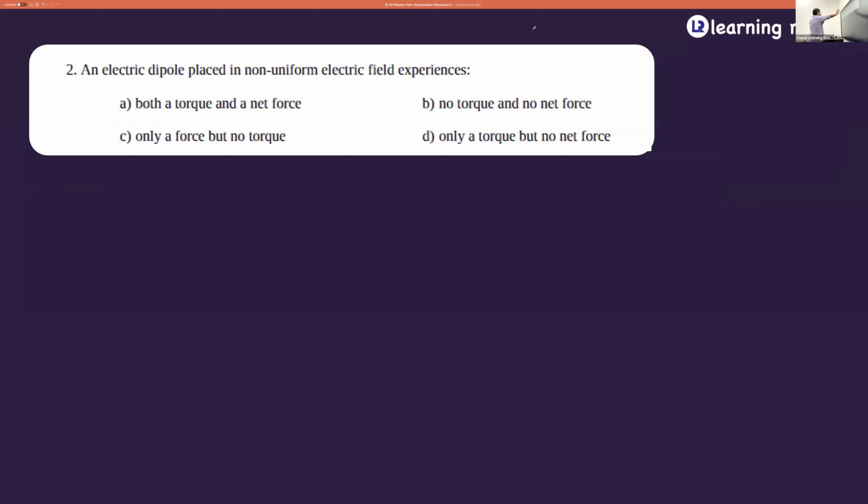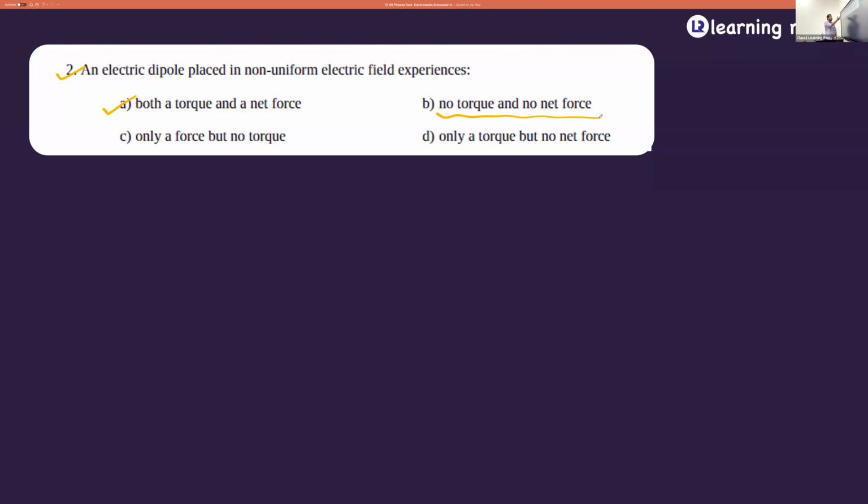Okay. Second, an electric dipole placed in a non-uniform electric field experiences both torque and net force. This is the right answer. Okay, accepted. But let's see why the other answers are not right. Had they mentioned no torque and no net force, then how is the dipole placed in the electric field? When can this situation occur?